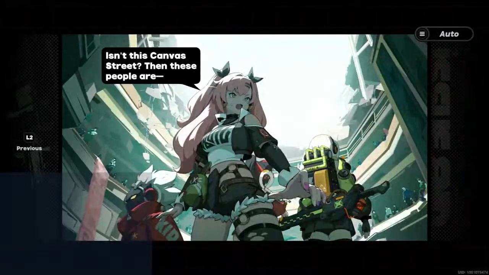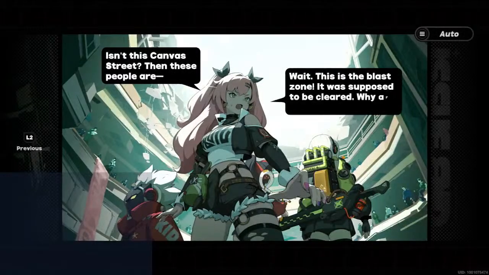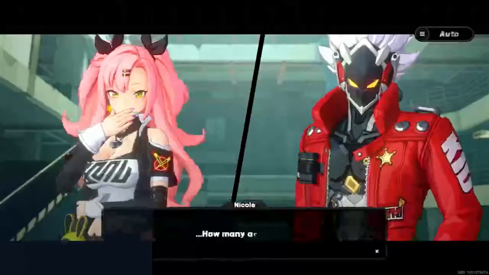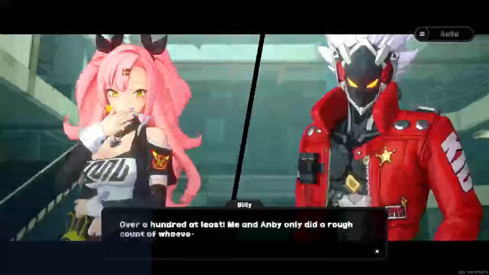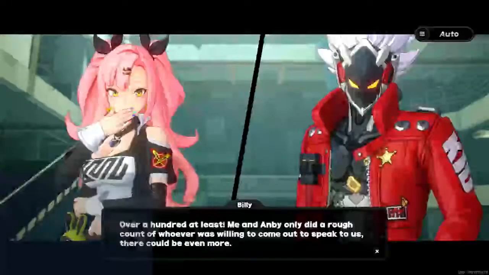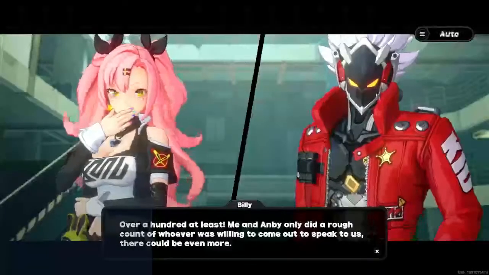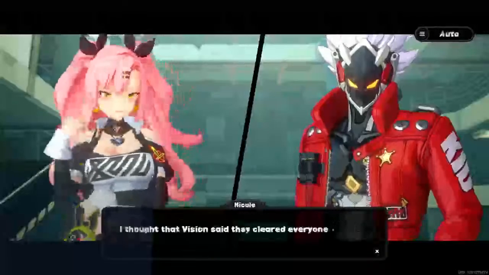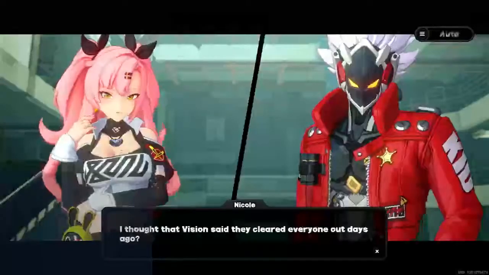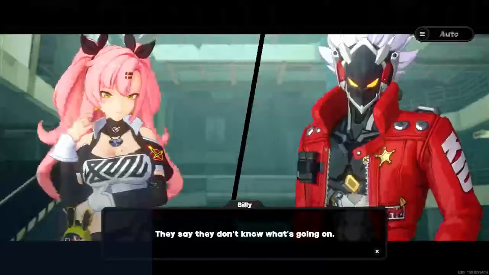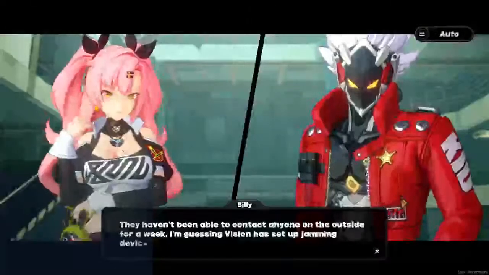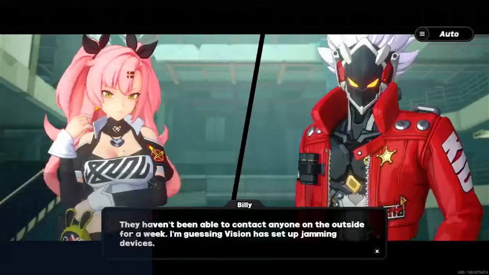Isn't this Canvas Street? Then these people are... Wait. This is the blast zone. It was supposed to be cleared. Why are there so many people? How many are there? Over 100 at least. Me and Anby only did a rough count of whoever was willing to come out and speak to us. There could be even more. I thought that Vision said they cleared everyone out days ago. They say they don't know what's going on. They haven't been able to contact anyone on the outside for a week. I'm guessing Vision has set up jamming devices.